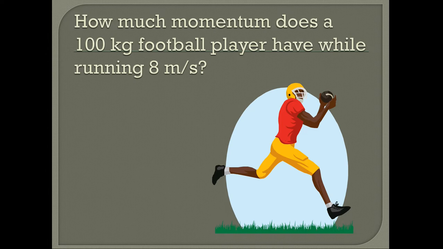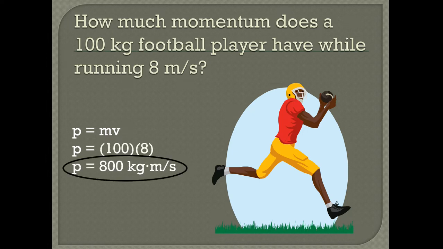An example. How much momentum does a 100 kilogram football player have while running 8 meters per second? Using our equation, momentum equals mass times velocity, we can simply plug in the mass and velocity, and we'll get that the momentum is 800 kilogram meters per second.